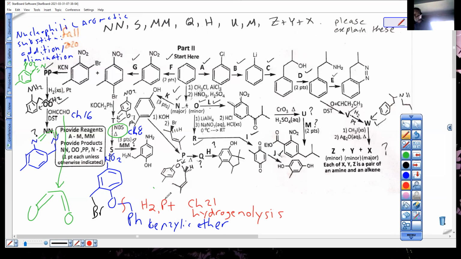Hey, won't H2 and Pt take care of NO2 becoming NH2 as well? Answer, yes. How do you get a new, oh, the new carbon's on here already. Got a new carbon on here. So how do you get an NH2 there?